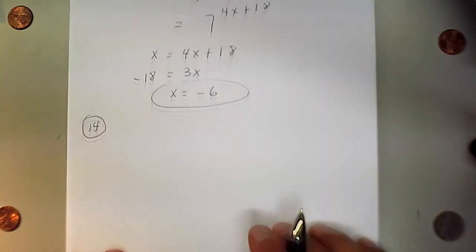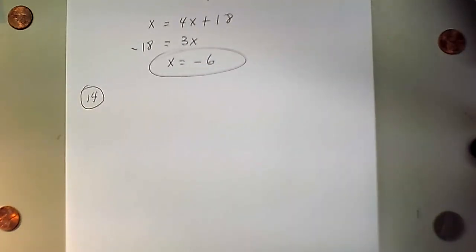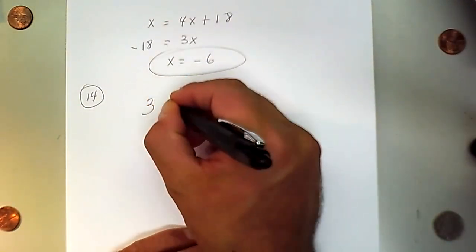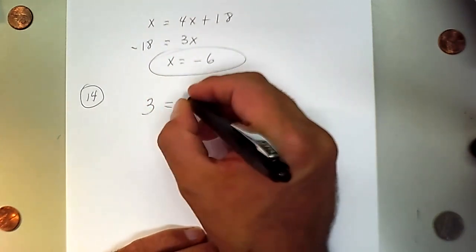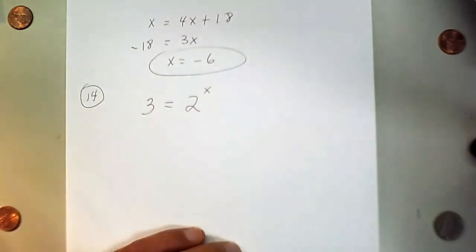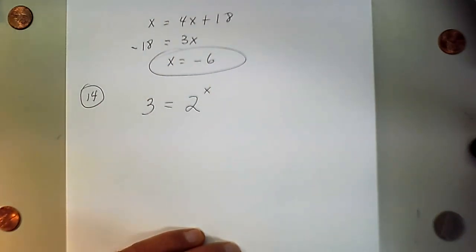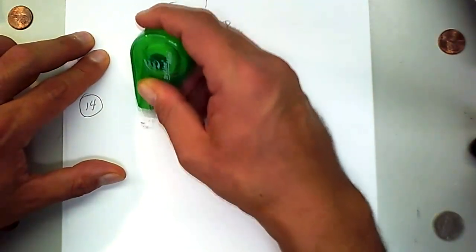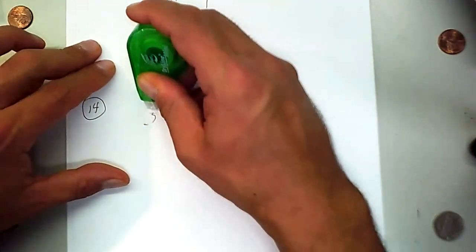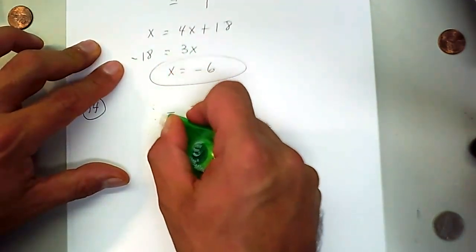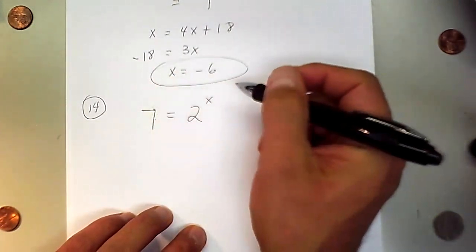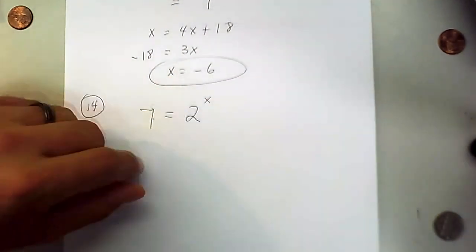Okay, so here is the first big, huge, giant problem. I should have put 7, but that's all right: 7 equals 2 to the x. You know what? I'm going to put 7 just because I want to stay with 7. Okay, 7 equals 2 to the x. Okay, we've got an issue. We've got a problem.